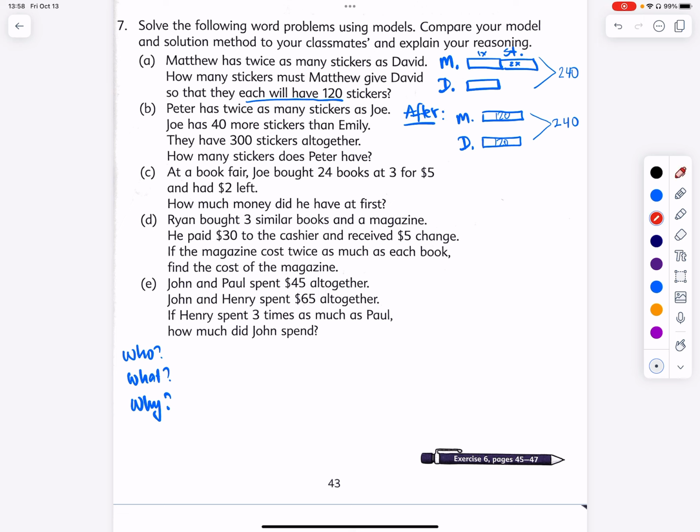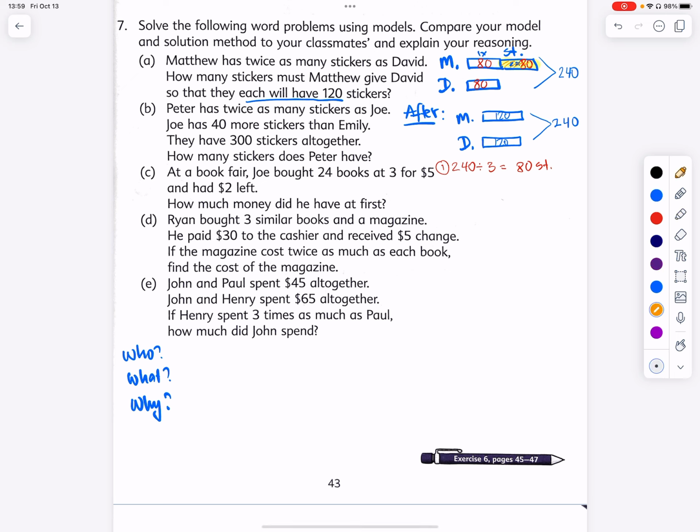Matthew had twice as many, which means 240, that's step 1. Split into 3 units gives us 80 stickers inside each. 80 stickers. So let's answer the last question. How many stickers must Matthew give to David? Well, we know this is the difference. Let me highlight it. This is the difference. 80 stickers is the difference.